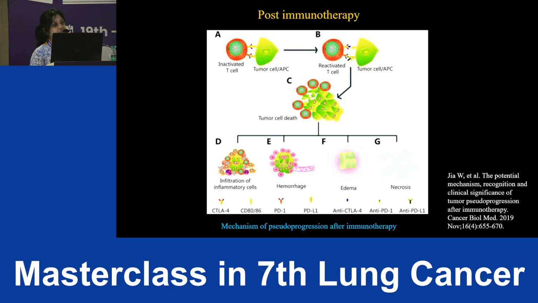But remember, the maximum incidence of pseudoprogression is seen with melanoma, an incidence of 10%, and the next highest incidence is seen with non-small cell lung cancer, the incidence being 5%.